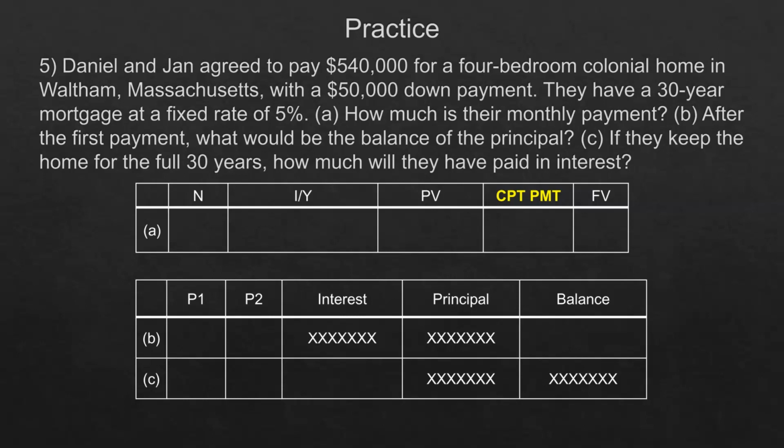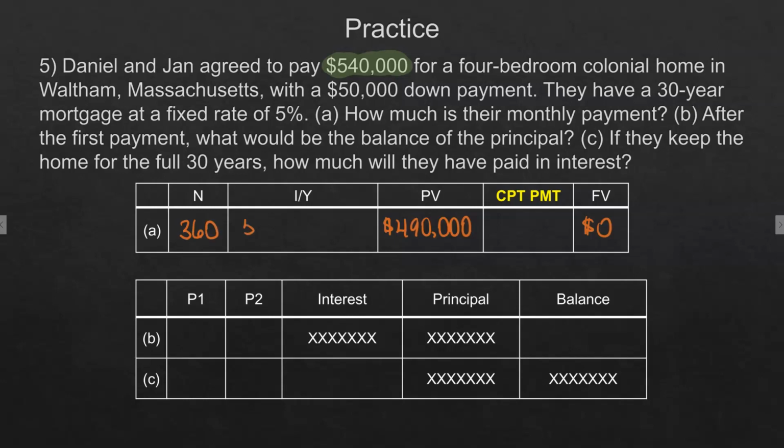Now, this is a big loan, right? We have $540,000 that we need for the home. We're going to make a $50,000 down payment, so that's actually going to make a loan of $490,000, which is a lot. Personally, I could not afford this payment. It's 30 years, so that's going to be 360 payments.